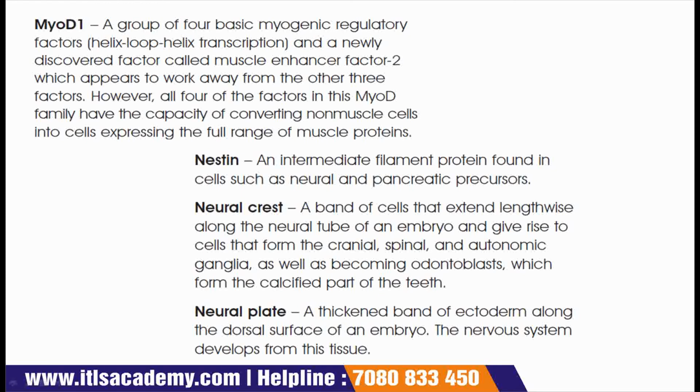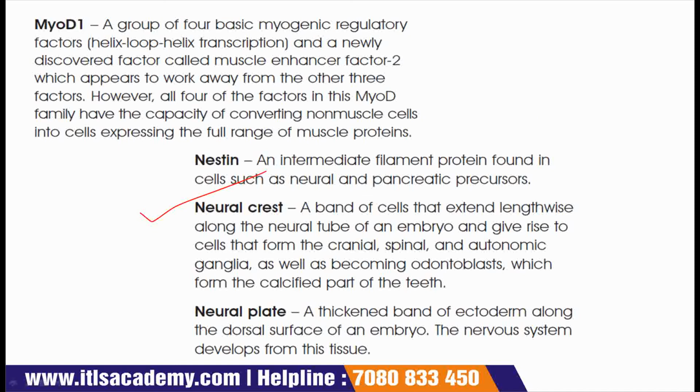Next very important term is nestin. Nestin is an intermediate filament. What is intermediate filament? It provides strength to muscle tissues. This is an intermediate protein found in cells such as neural and pancreatic precursors.